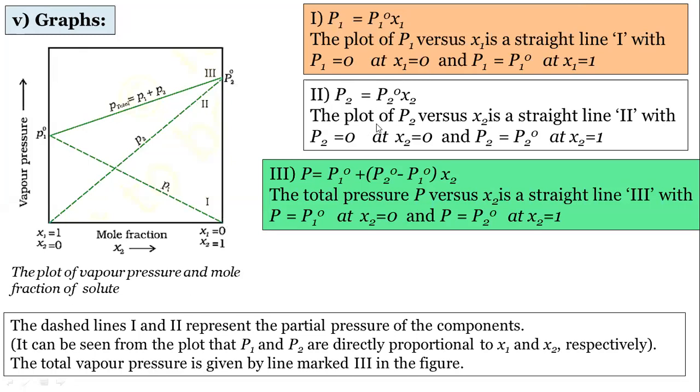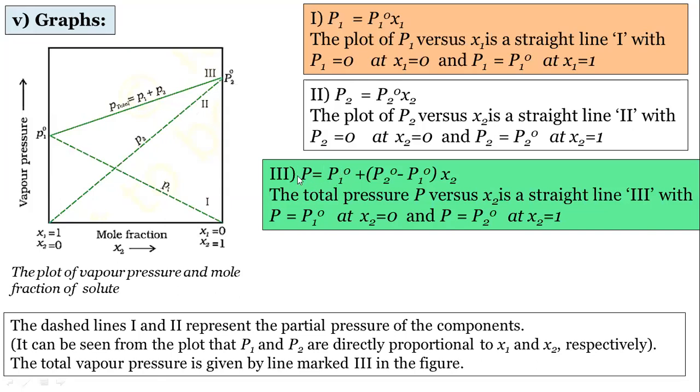So in the second graph, we can see clearly it is also a straight line, P02 versus X2. This is P02 and this is X2. P01, X1, P02, X2. See, X2 is 1 here, X1 is 1, this one at this side.